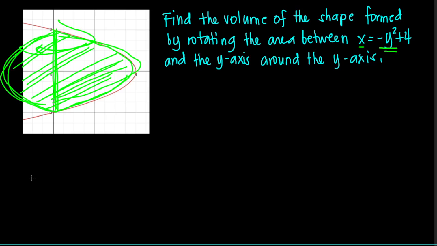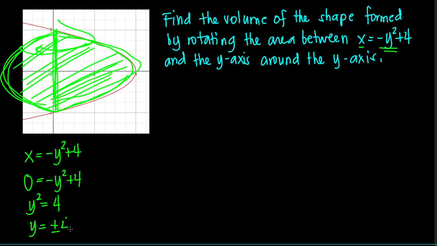This time, instead of y equals 0, x is the one that goes to 0. So, I'll just copy the function, x equals negative y squared plus 4. X becomes 0. Equals negative y squared plus 4. Negative y squared transposed to the other side becomes y squared equals 4. What are the values of y? Y equals plus or minus, not 4 anymore, but 2. So, we're done with step 1.